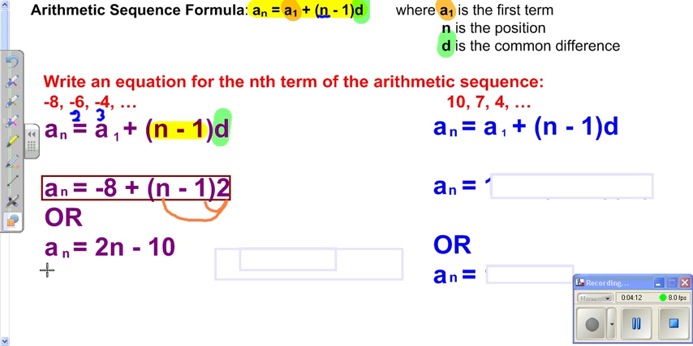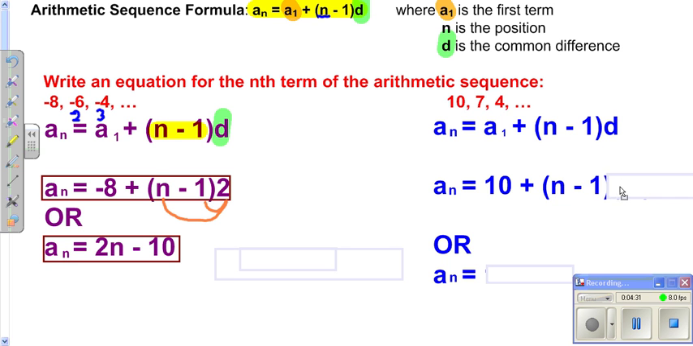Now, whichever one of these you choose to leave your final answer as does not make a difference. So let's do that one over here. We know our first term is -10, so we're going to start with our formula. We're going to replace a sub 1 with our first term. Go plus. Remember, leave the parentheses alone when you're trying to find the formula.